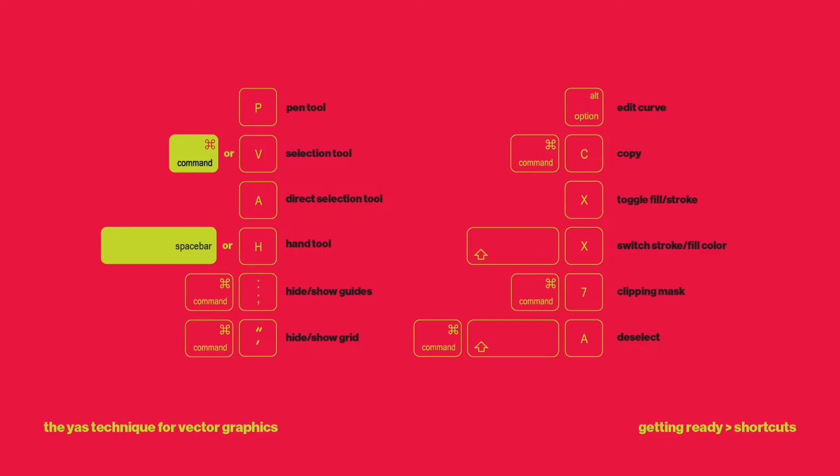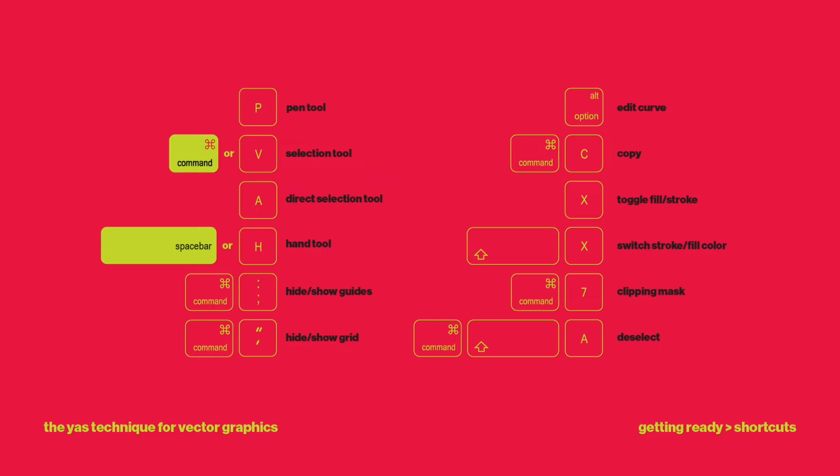Followed by the A shortcut, which gets you to the direct selection tool, and that is something we're going to be using to select individual points rather than an entire object. Holding down space bar will get us into the hand tool. We'll be looking at this more carefully, also the H key. But similarly to the selection tool, no matter where you are, no matter what tool you're using, you can hold down spacebar and jump to the hand tool. To show and hide guides, it's going to be Command semicolon, and for the grid, Command single quote.